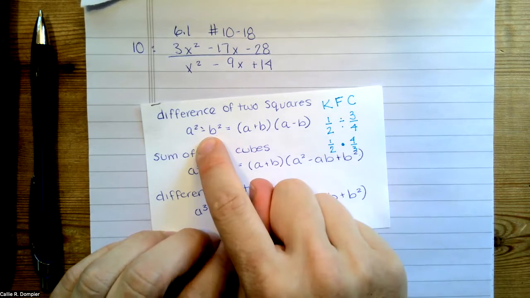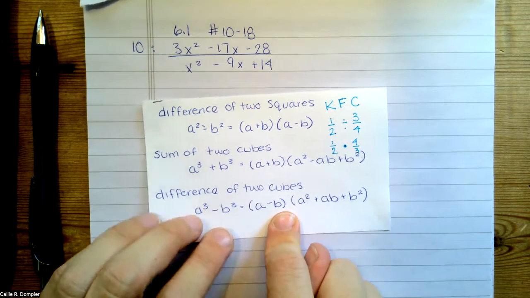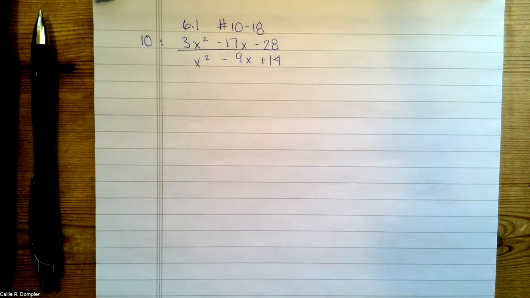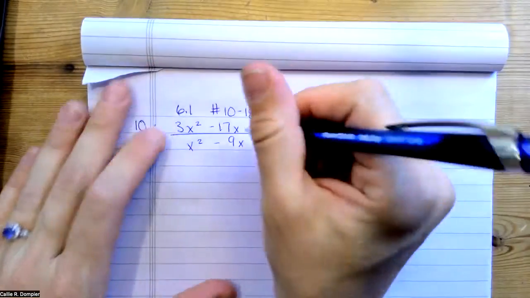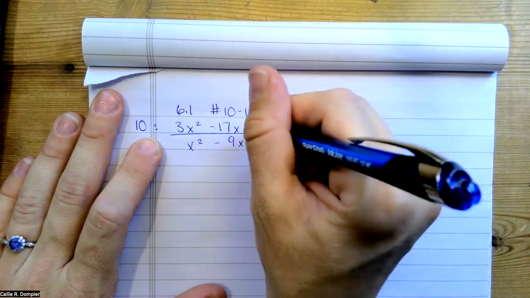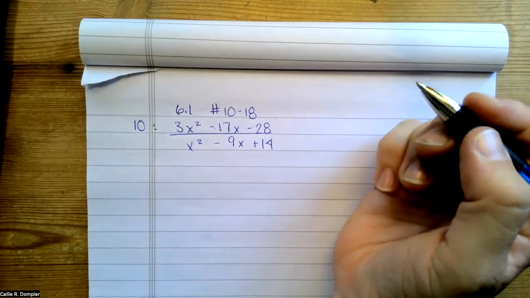And then if you see something like this, translate it to this. If you see this, translate it to this. If you see this, translate it to this, okay? So let's start with number 10. It's actually not an easy one. We're starting with a hard one. So 3x squared minus 7x minus 28. Besides this, all we're doing is simplifying, okay?